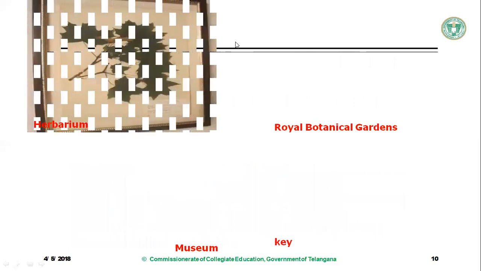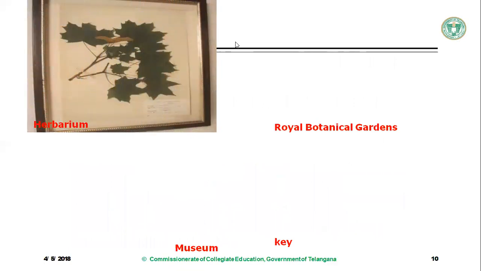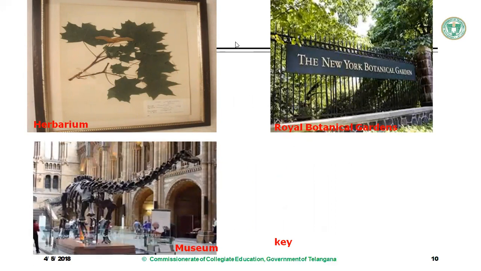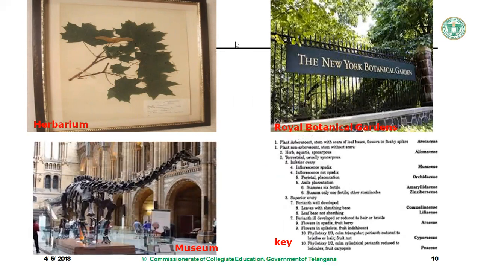So these are the photographs regarding the herbarium, the Royal Botanical Gardens, and the museum, and the analytical taxonomical aid is called a key. A key is nothing but a pair of contrast characters. For example, here the third one is inferior ovary, the remaining third comes under superior ovary. A few plants accept this character, and the other group of plants which reject the character come under superior ovary. A pair of contrast characters is known as a key.